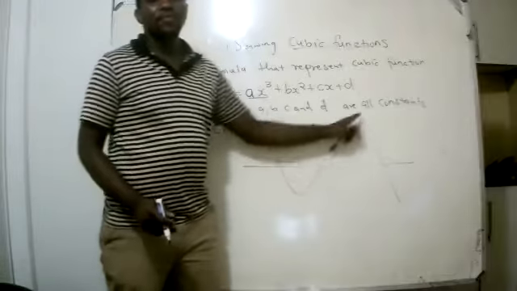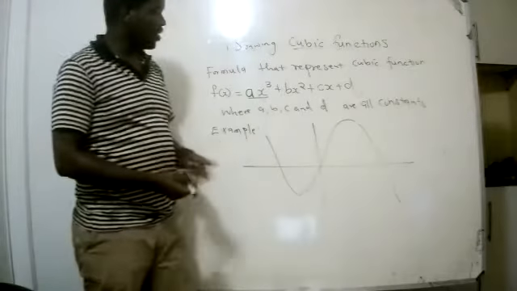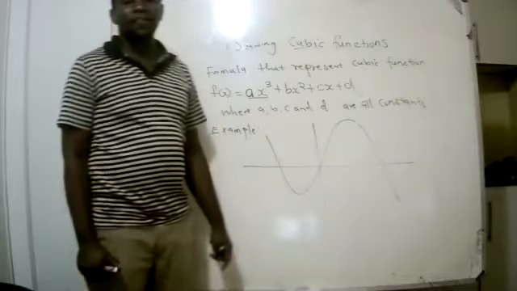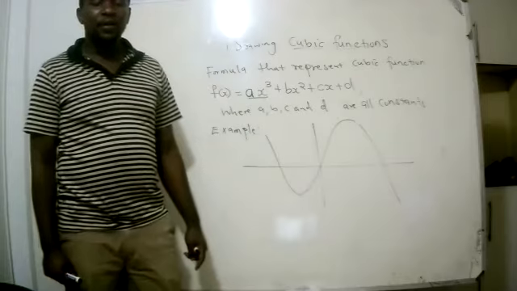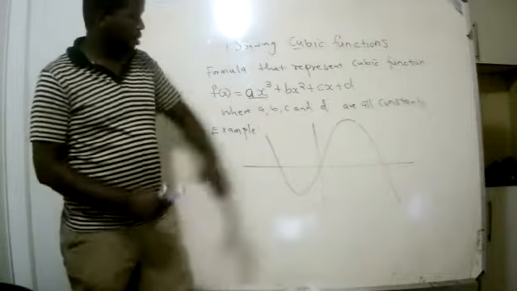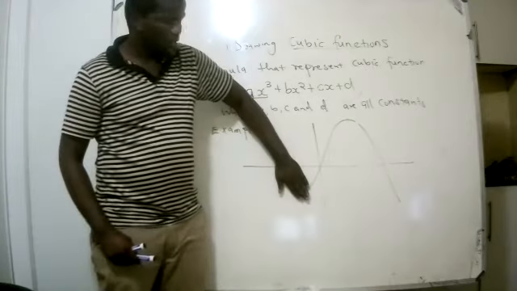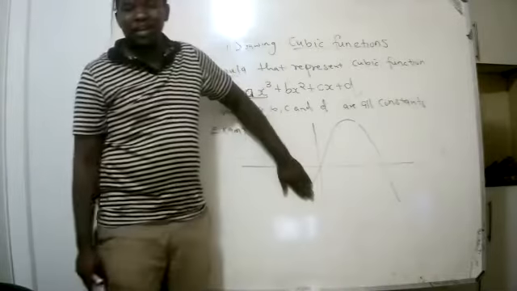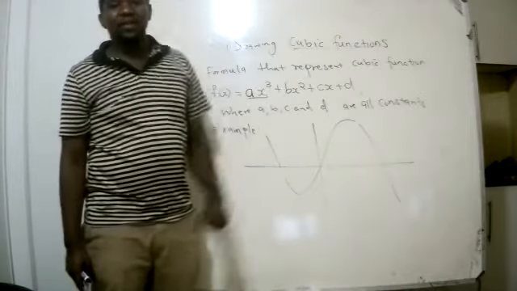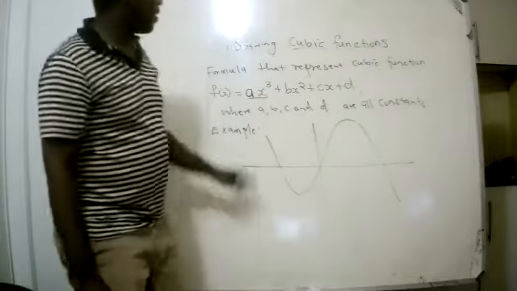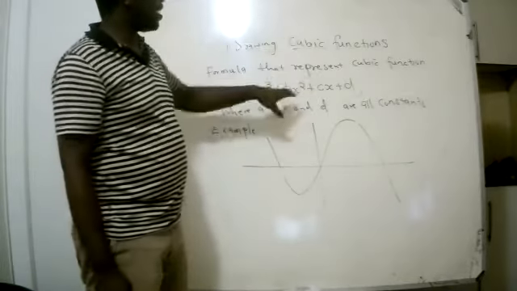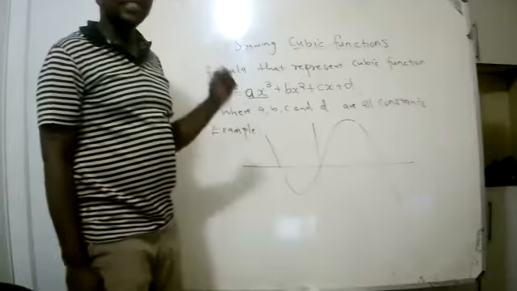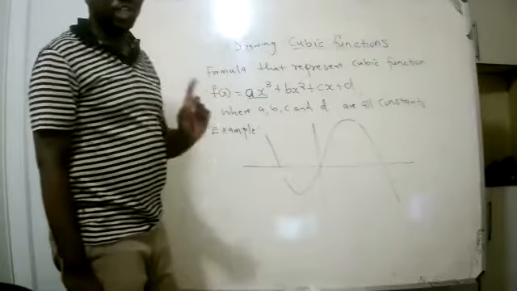Can any one of you tell me what kind of function we're going to have if we remove the other part of this function here? What kind of function are we going to have? If you remove which part? This part here. The parabola. We're going to have a parabola graph. Do you see that? Yes. So in summary, a cubic graph is just an extension of the parabola graph. So take note of that.